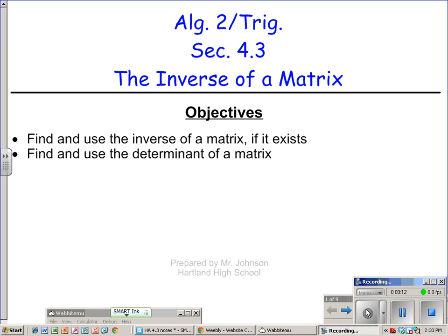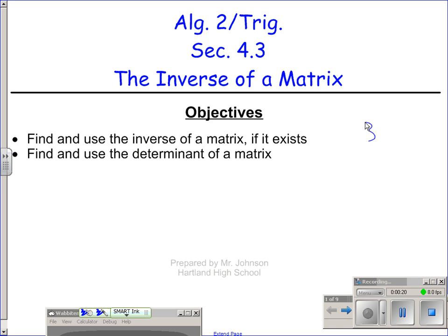Alright, an inverse matrix is the same idea as a reciprocal. If you take a number and multiply it by its reciprocal, you get 1. Alright, that's the idea of an inverse matrix. So, keep that in mind.